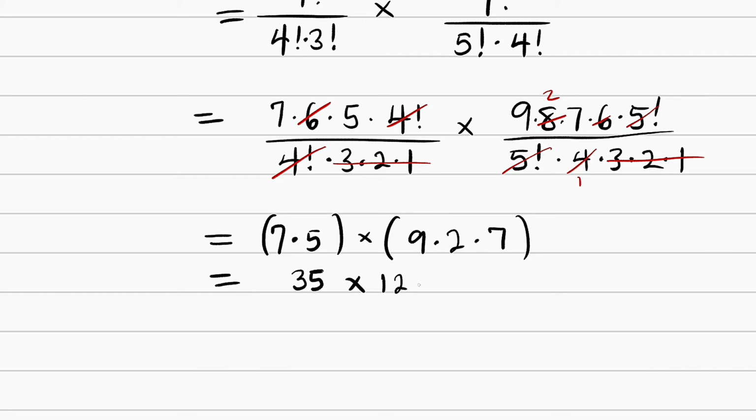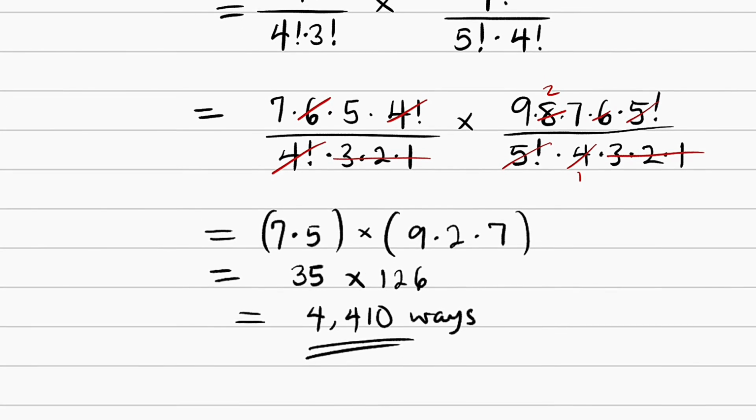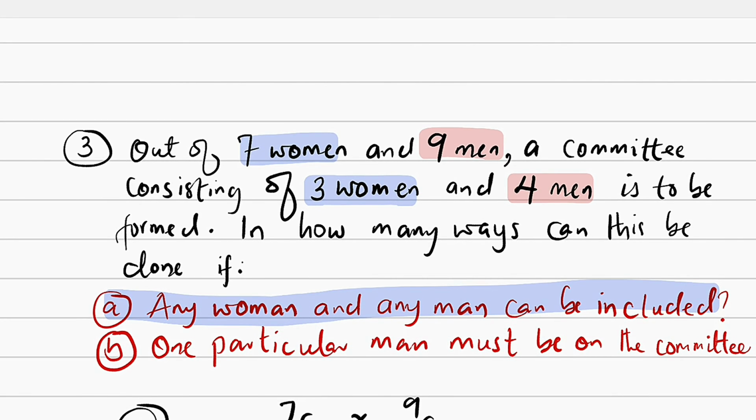So we have 126. And 35 multiplied by 126 will give us 4,410. So this is 4,410 different ways. So we have 4,410 different ways in which a committee consisting of 3 women and 4 men can be formed from a group of 7 women and 9 men, in which any woman and any man can be included.